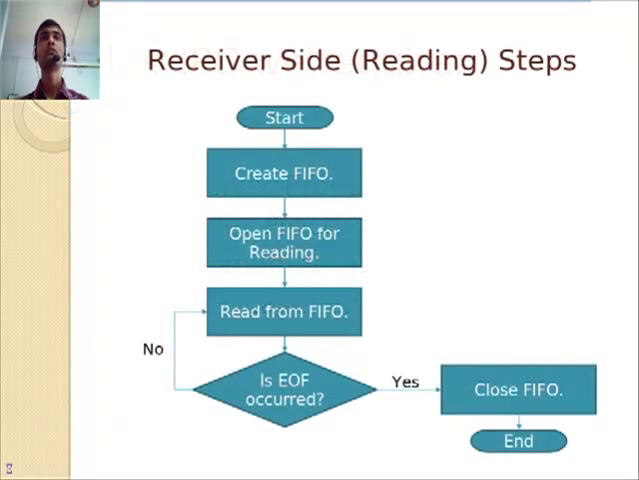Okay, so what are the steps for receiving the data? They are as follows. When we start our receiver file, it will create a FIFO pipe, then open that FIFO pipe for reading. Read data from the FIFO pipe until end of file occurs. When end of file occurs while reading the data, stop reading that FIFO pipe and end the process.